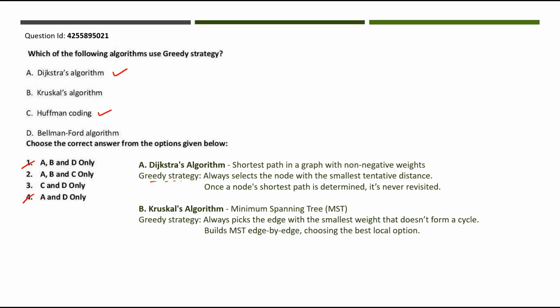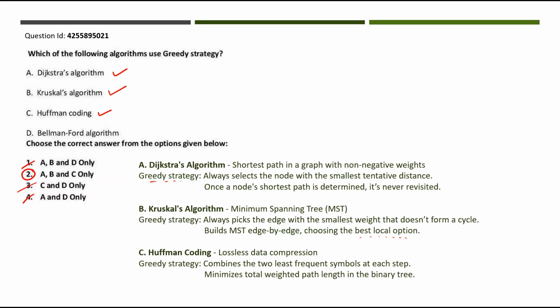So this will build the minimum spanning tree edge by edge, choosing the best local option. At that moment, whichever edge is small as well as whichever edge does not form a cycle will be picked up. So this is the greedy strategy applied in Kruskal's algorithm. Definitely this is also in the answer. So we have option number 2, A, B and C only as the right answer.